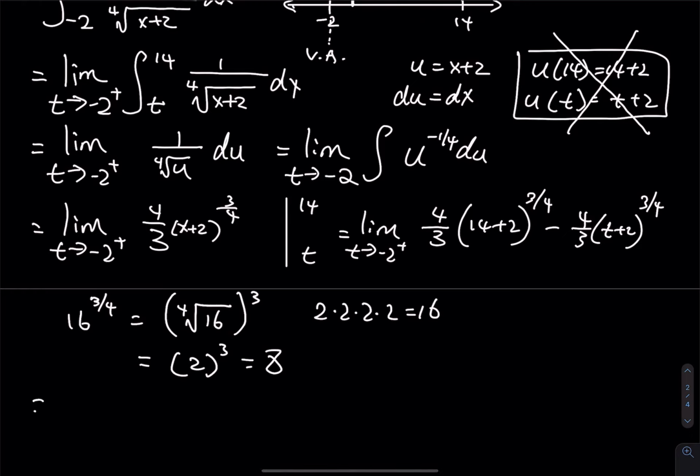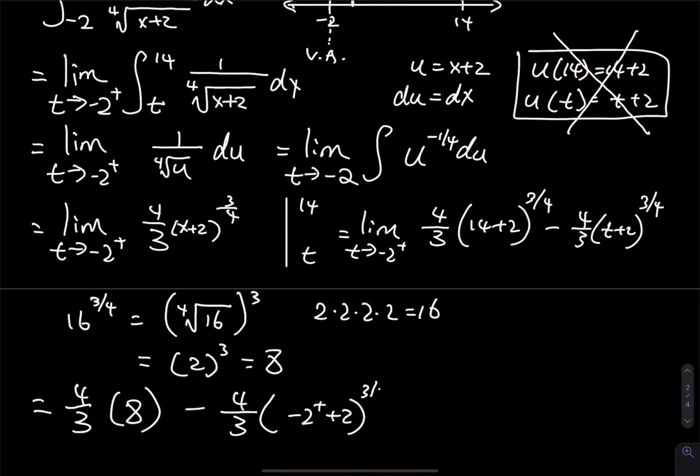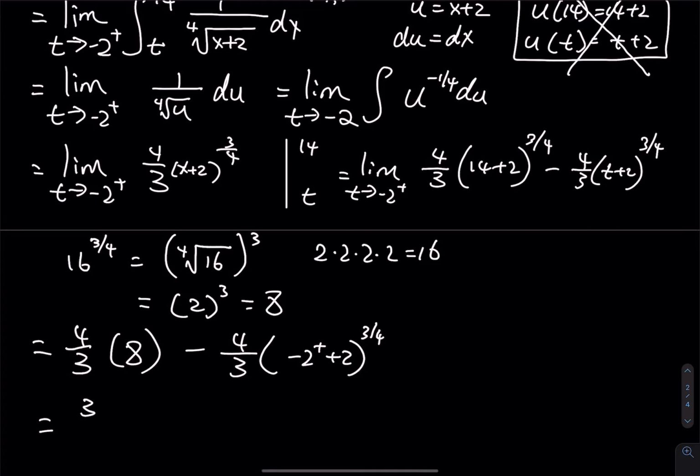So we have 4/3 times 8, and then minus the limit as t approaches -2 from the right. So 4/3 times 8 is 32/3, right? How about the other one? Is the other one equal to 0? What is -2 plus? -2 plus is right here. So we have a -2, and then -2 plus, so it's a little bit greater than -2.